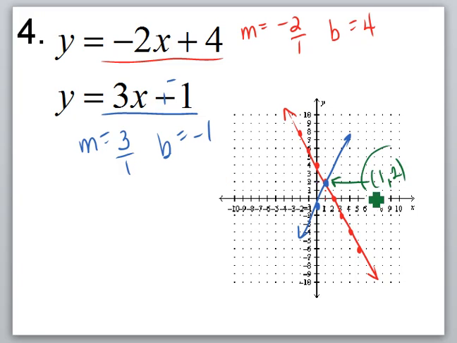You can check your answer by plugging that in. Put 1 in here, put 2 in here. Negative 2 times 1 is negative 2. Negative 2 plus 4 is 2. That does work. Plug in 1 here, plug in 2 here. 1 times 3 is 3, plus negative 1 is 2. So they do check out, and it does work. And we'll continue to do a few more problems on the next video.